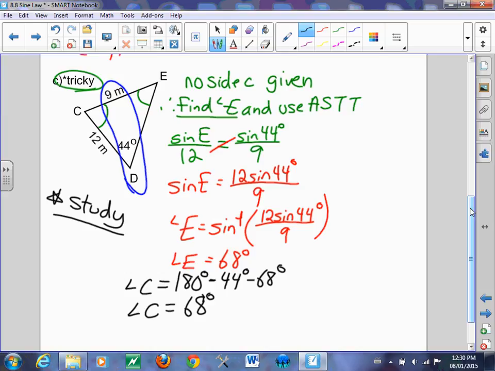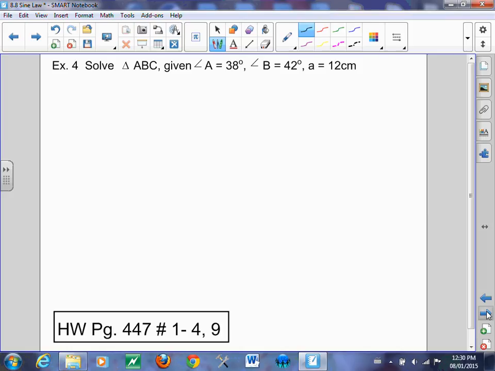All right, last example for us today, folks, is a solve question. Let's just review quickly what solve means. Solve means to find all missing side lengths and angles. As we mentioned before, you look in the given information for a 90-degree angle. When I look, I see an angle of 38 and an angle of 42. I don't see an angle of 90 degrees, so I draw an oblique triangle. Just for understanding, I'm going to label it A, B, and C.